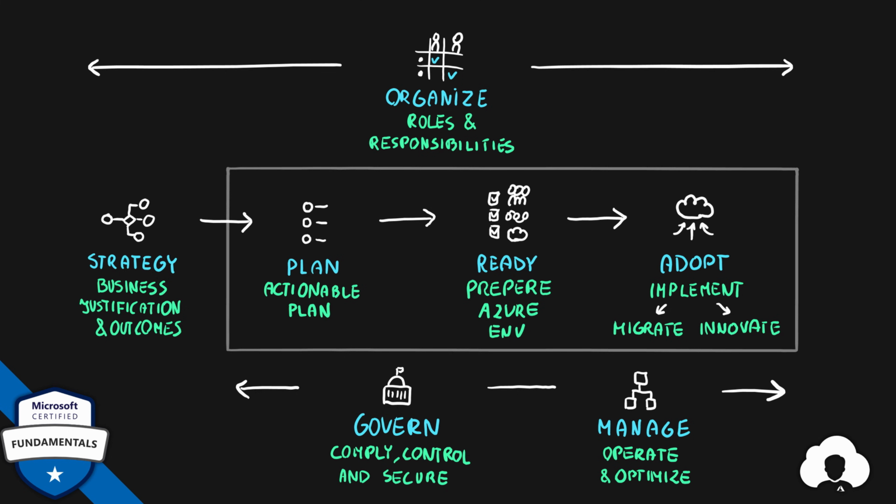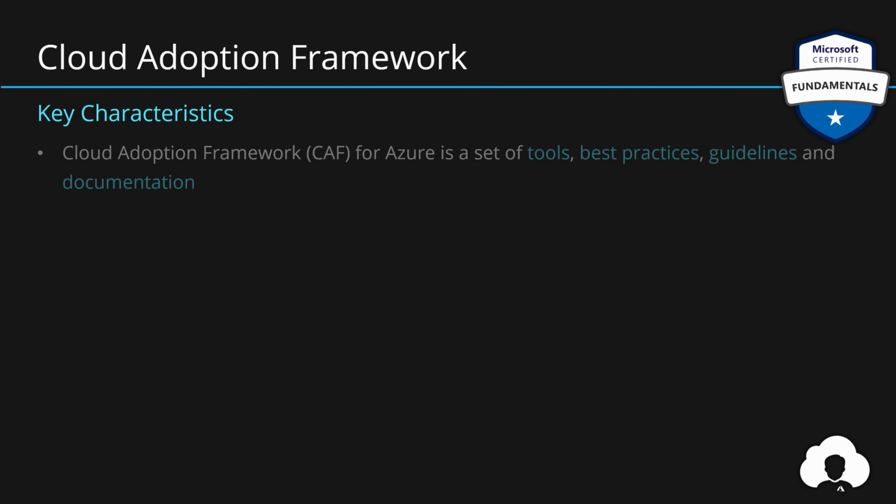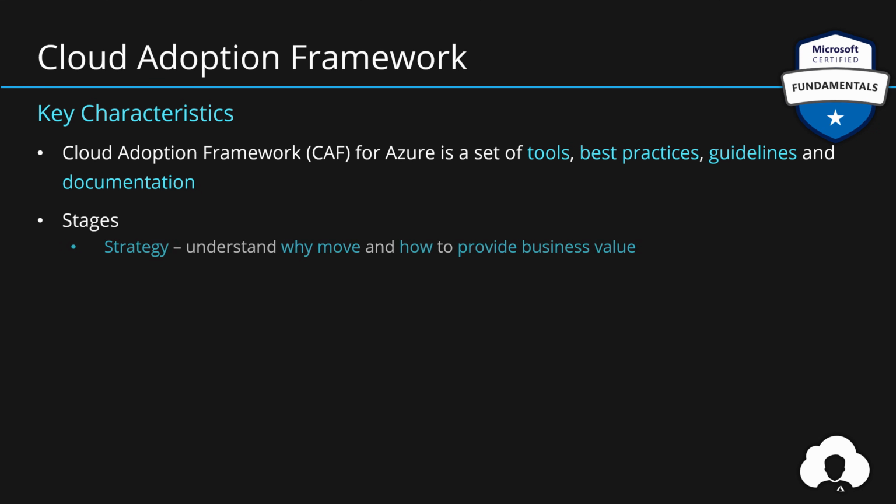To summarize, Cloud Adoption Framework is a set of tools, best practices, guidelines, and documentation prepared by Microsoft to help customers with the cloud adoption process in the context of Azure platform. This framework is divided into multiple stages. The first stage is called strategy. During this stage, you want to understand why you want to move to the cloud and how you provide the business value from that move.